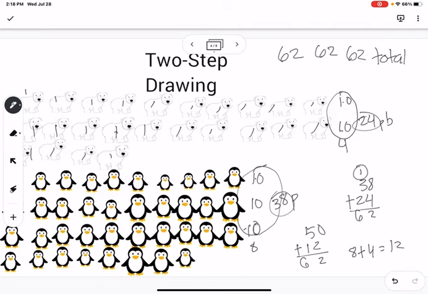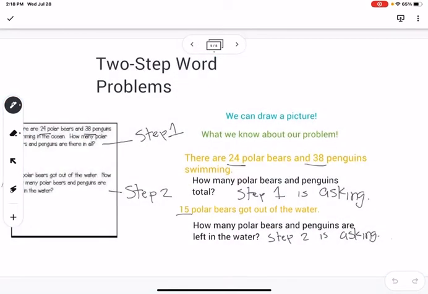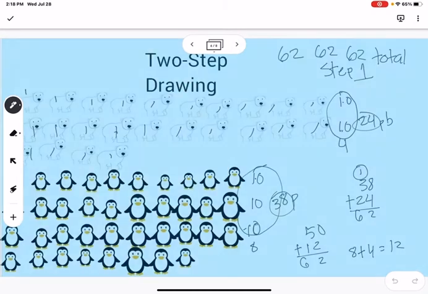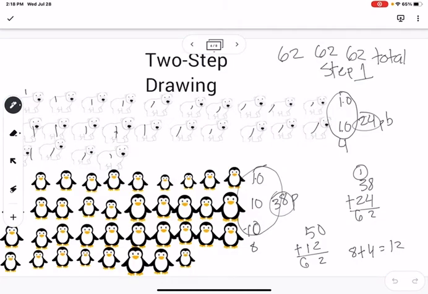And that is our answer for step 1. Because step 1 was asking us, let's go back to how many polar bears and penguins are there in all, which is asking for the total, which as we know is 62.